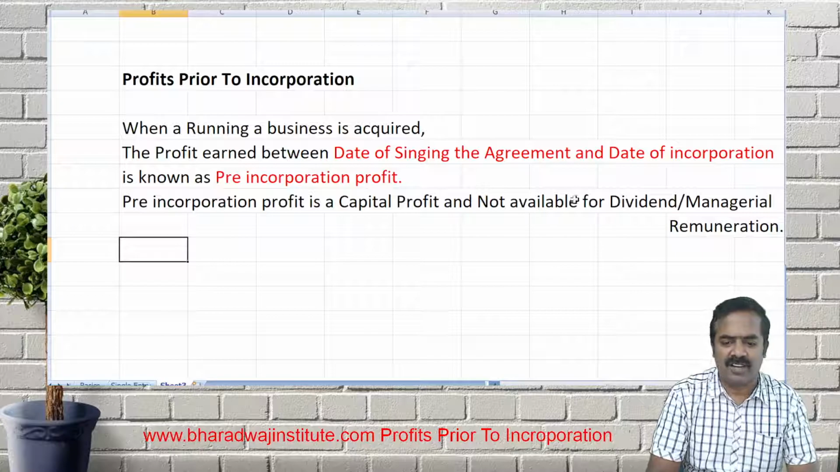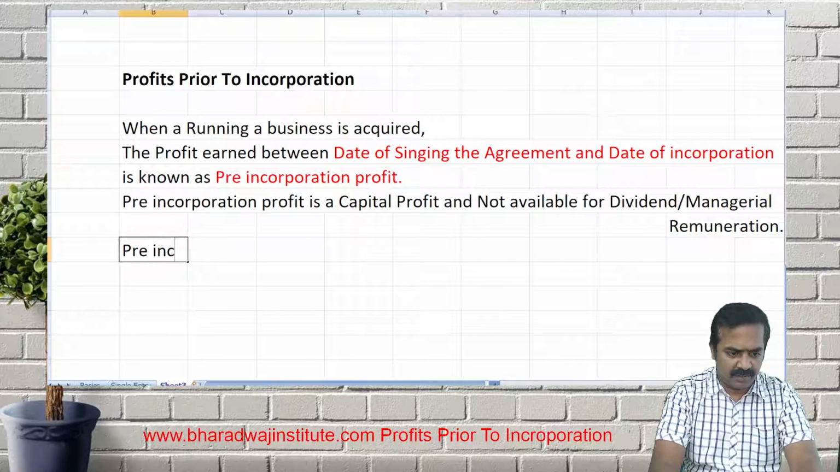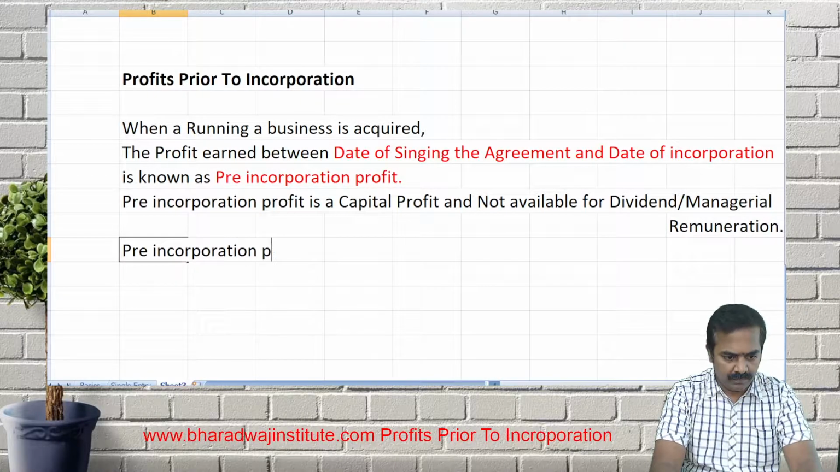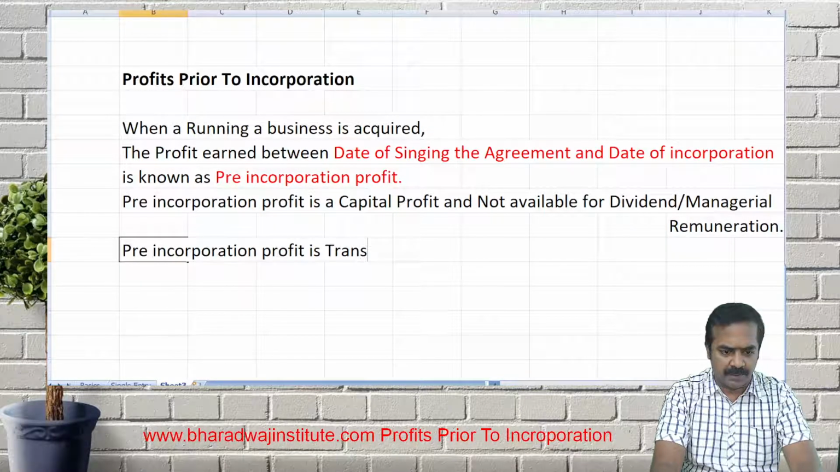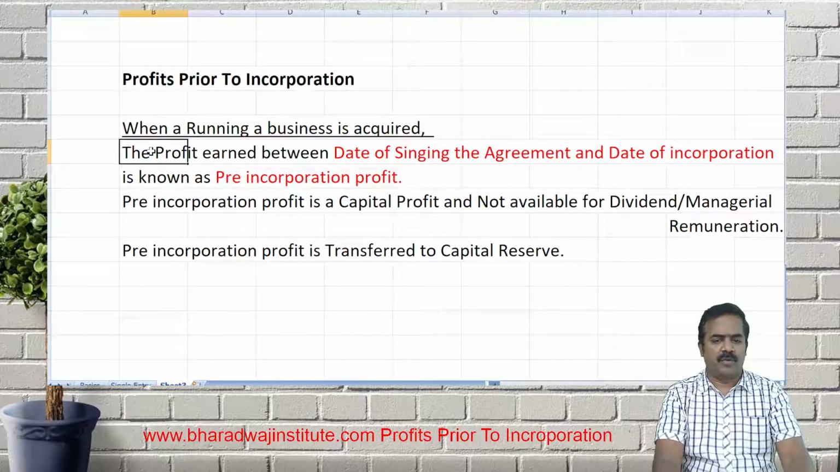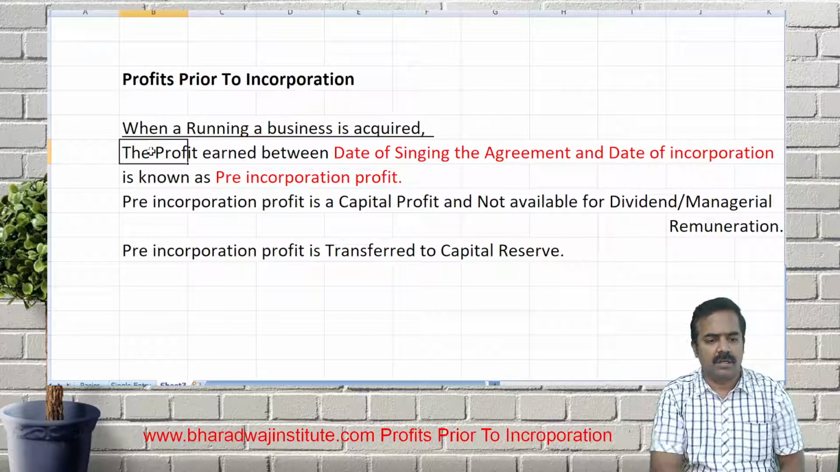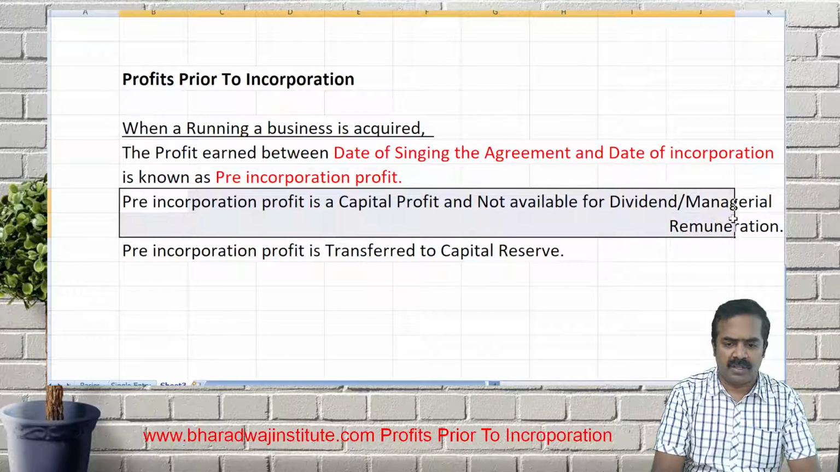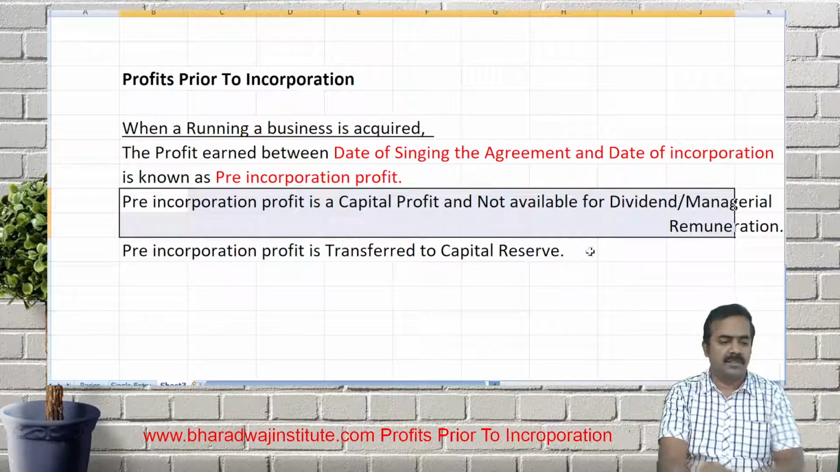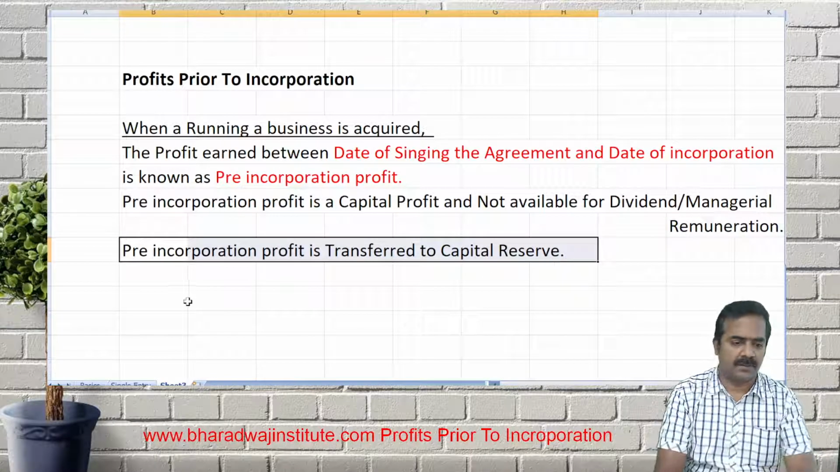Okay. So it is not available for dividend and which one? Managerial remuneration. Pre-incorporation profit is transferred to capital reserve. Okay, so when a running business is acquired, this happens. Profit earned between the date of signing the agreement and date of incorporation is known as which profit? Pre-incorporation profit. It is a capital profit not available for dividend and managerial remuneration. Pre-incorporation profit is transferred to which reserve? Capital reserve.